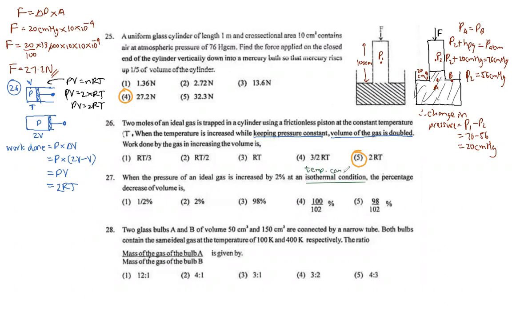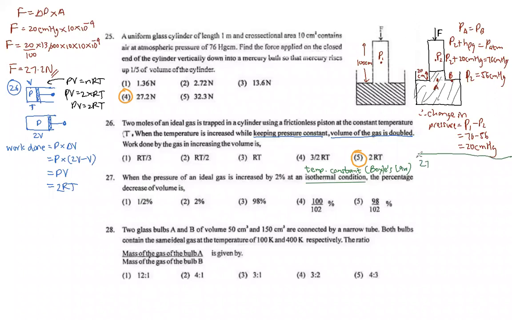Temperature constant. So when you say temperature is constant, you are getting the license to use who? Boyle's law. Okay. Question 27: when the pressure of an ideal gas is increased by 2% at an isothermal condition, find the percentage decrease in volume. Right, interesting question. Let's focus on 27 here.